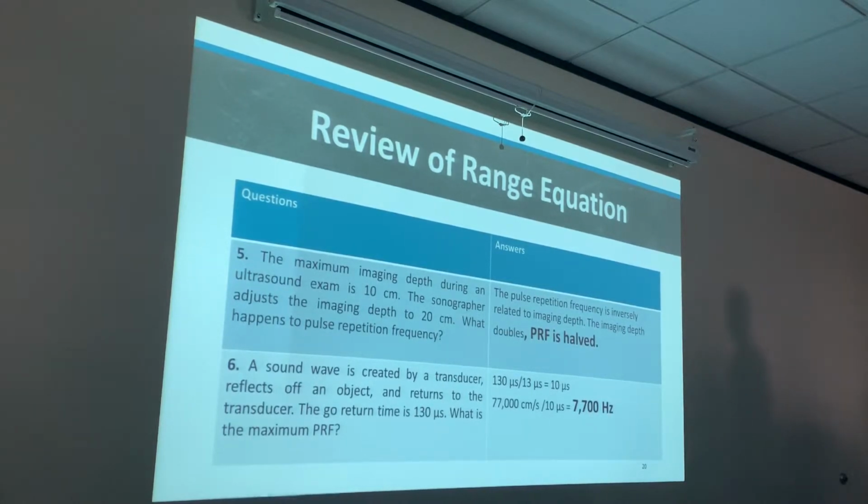So now we know the depth of the reflector is 10 centimeters. Now we can apply our formula to figure out the pulse repetition frequency, which is 77,000 centimeters per second divided by 10 centimeters. And that's going to give us 77,000 hertz.